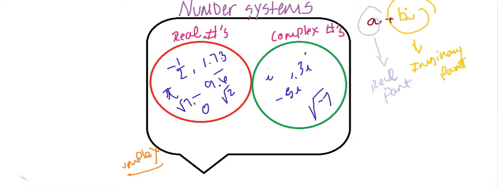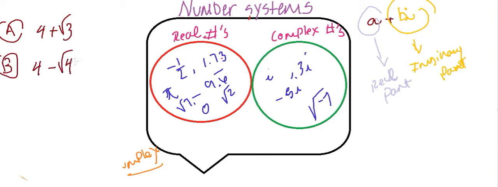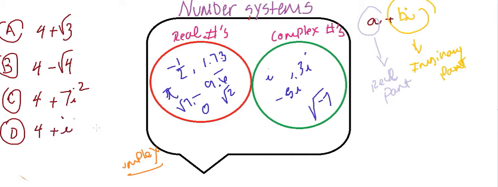If we say, which of the following is a complex number, and we have A, which is equal to 4 plus square root of 3, and we have B, which is equal to 4 minus square root of 4, and we have C, which is 4 plus 7i squared, and we have D, which is 4 plus i. Which one of the following are complex numbers?